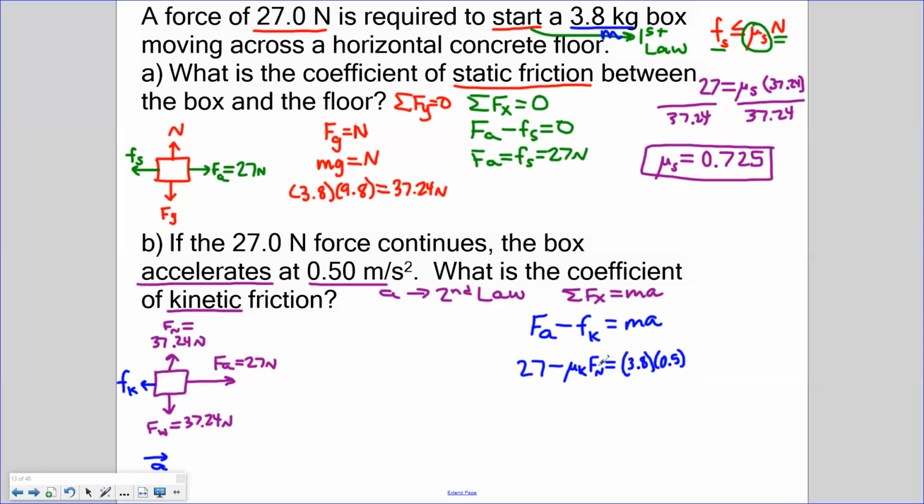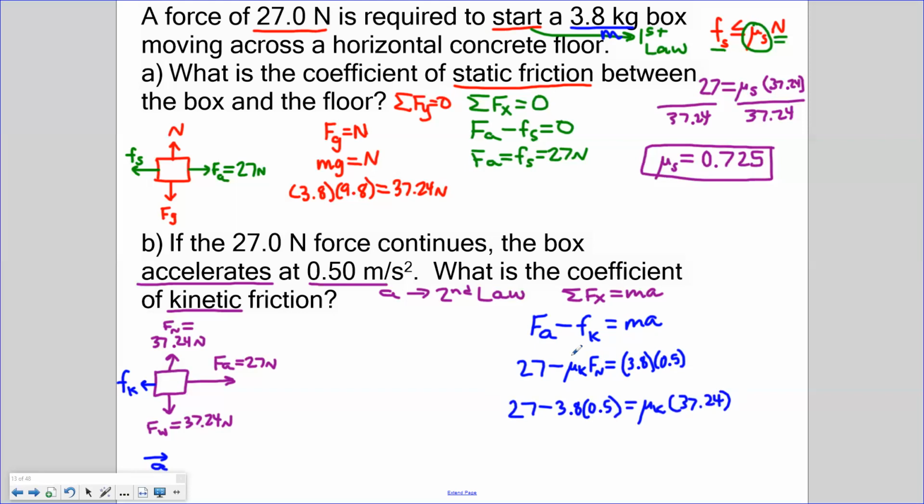All right, so we got 27 over here. We know our normal force is 37.24. We can do the math over here as well. So notice we're going to end up with a negative sign here. So we're going to flip-flop these terms. So we got 27 minus 3.8 times 0.5. If you want to do that as 1.9, that's fine. And let's do the other side. Mu K times your normal force of 37.24.